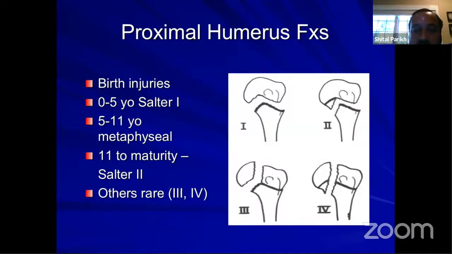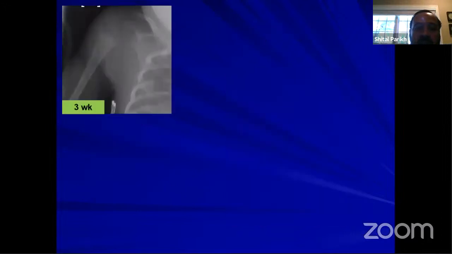Let's come to the next bigger topic, which is proximal humerus fractures. These can be injuries when they are younger. It's usually a Salter 1 fracture. When they're a little bit older, they're metaphyseal fractures, and then you will get some Salter 2 fractures between 11 and maturity. The intra-articular injuries, which are type 3 and 4, are very rare in our pediatric population.